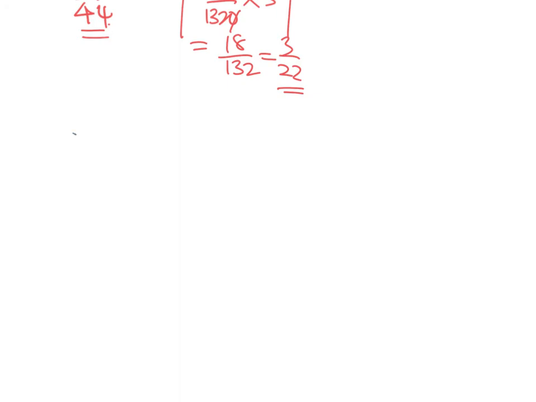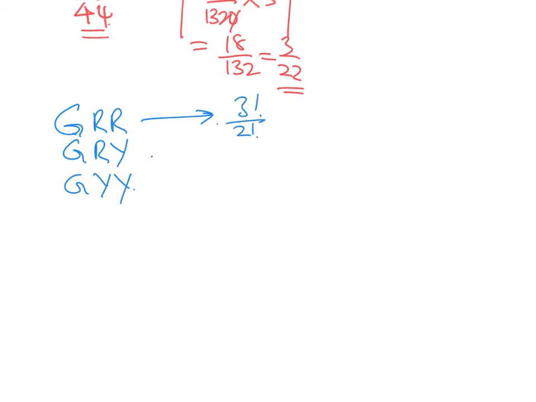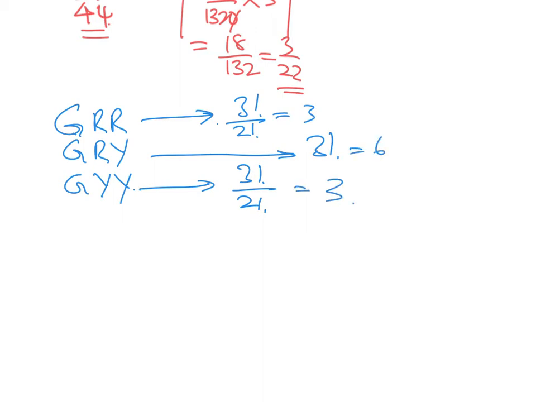Okay, the possibilities are you can have green, red, red, or green, red, yellow, or green, yellow, yellow. If it's green, red, red, then we have 3 factorial over 2 factorial. If it's green, red, yellow, we have 3 factorial. Again, if it's green, yellow, yellow, we have 3 factorial divided by 2 factorial. And this is 3, this is 6, and this is 3 again. For GRR, you have 3 options, which is either GRR or RRG or RGR.